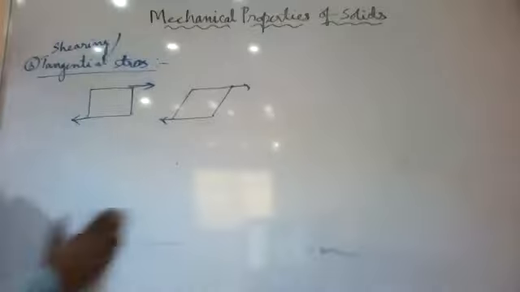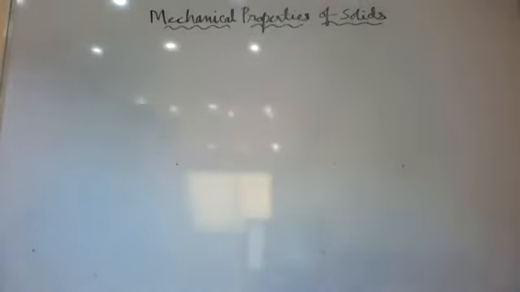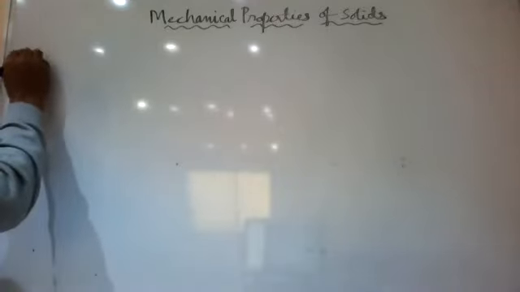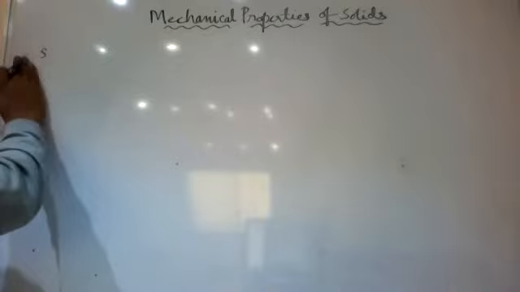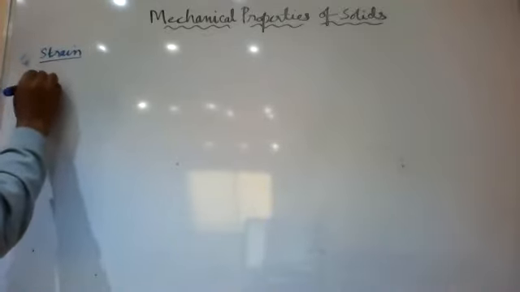Okay, next one is strain. Strain is defined as change in dimension per unit dimension. There are three types of strain. The first one is longitudinal strain.